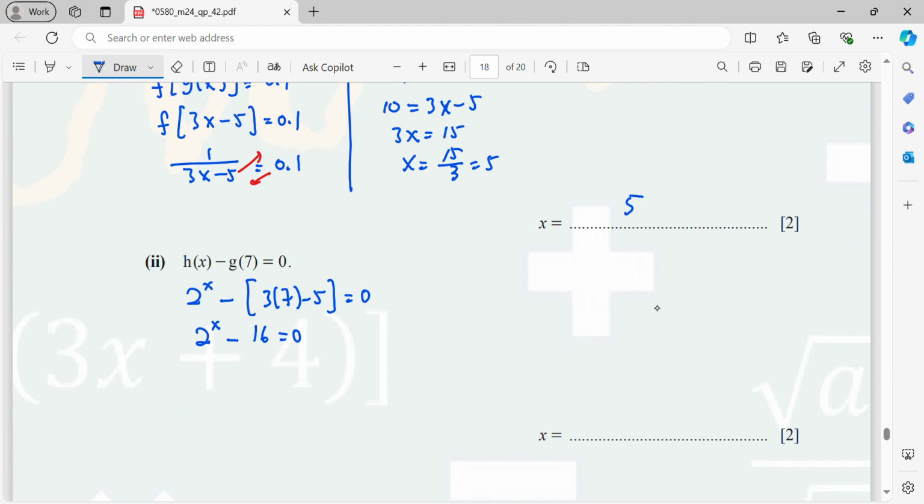Okay, so then from here 2 power x equals 16. The 16 can be expressed as 2 power 4. Hence my x is 4. So that is the part 2.